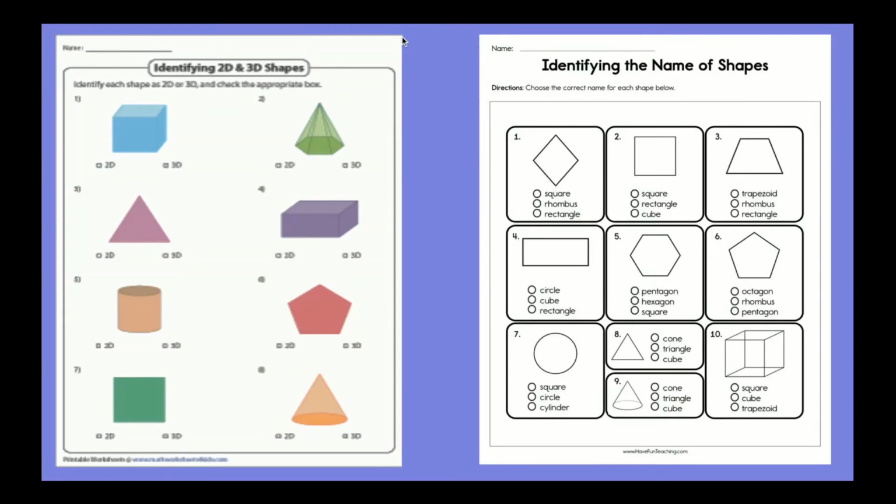All right, so we're going to go over these two worksheets. The first one on the left is we're going to identify the 2D and 3D shapes. So we're going to determine whether the shape shown is two-dimensional, has length and width, or if it's three-dimensional, it has length, width, and height, or that extra pop-out factor.